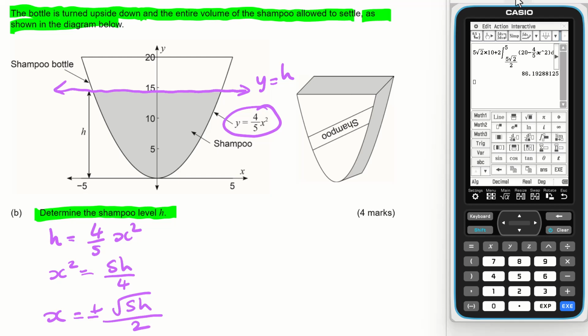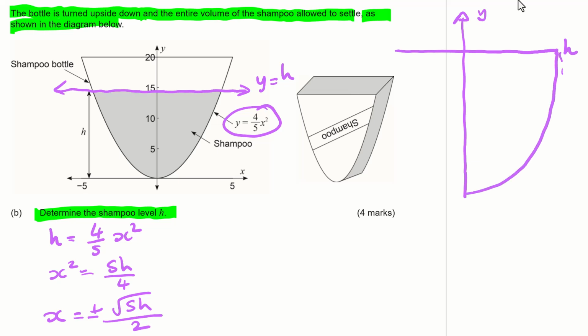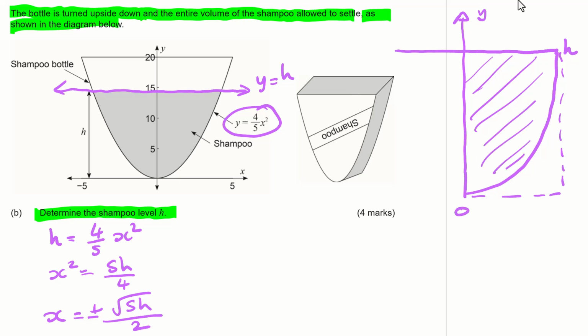Now, I'm going to draw another diagram here. So this is h. That's the axis, the y-axis. And we have the curve here. And of course we're interested in this grey shaded area. This is 0. This is root 5h on 2.